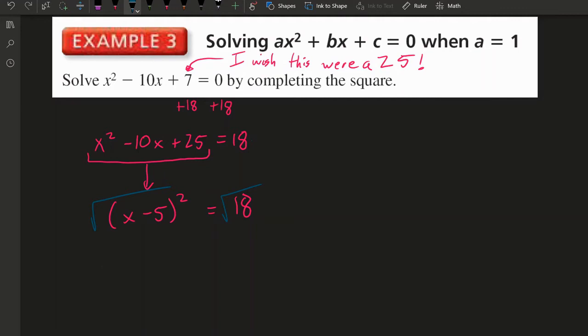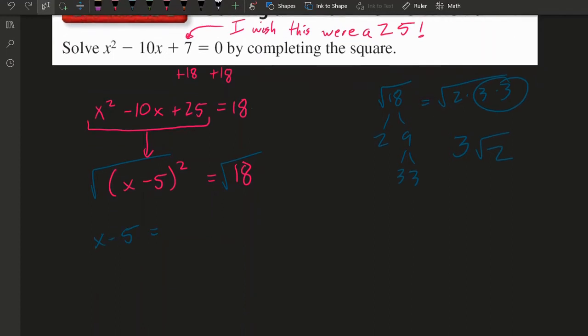And now I can proceed to use the square root just like last time. So I will get x minus 5 is equal to plus or minus the square root of 18. Let's simplify that real quick. That's 2 and 9, that's 3 and 3. So that's the square root of 2 times 3 times 3, but the 3 comes out, leaving me with the 2 on the inside. So x minus 5 equals 3 times the square root of 2, or x minus 5 equals negative 3 times the square root of 2.